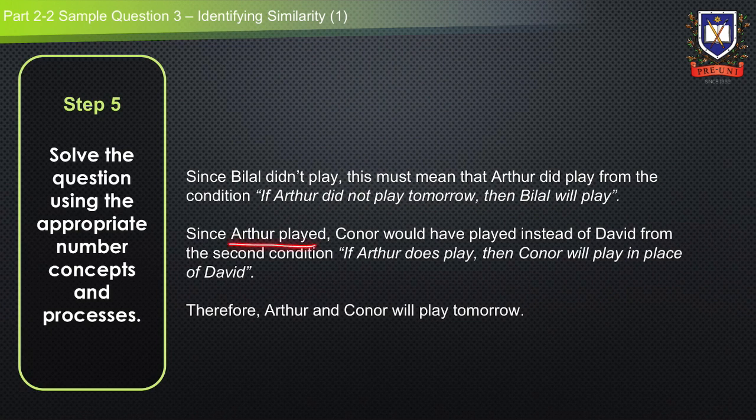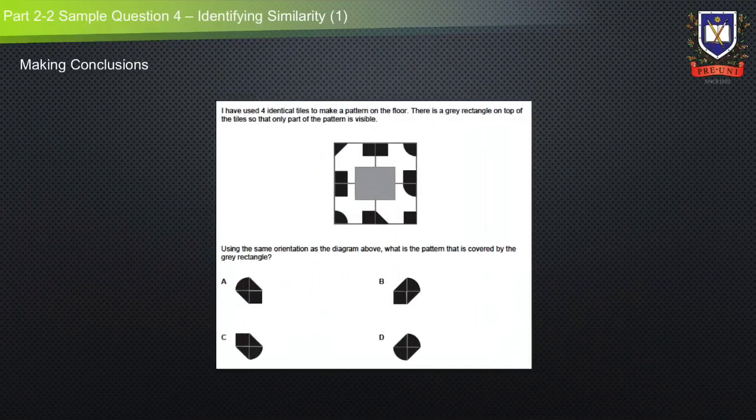Since Arthur played, Connor would have played instead of David from the second condition: if Arthur does play, then Connor will play in place of David. Therefore, Arthur and Connor will play tomorrow.